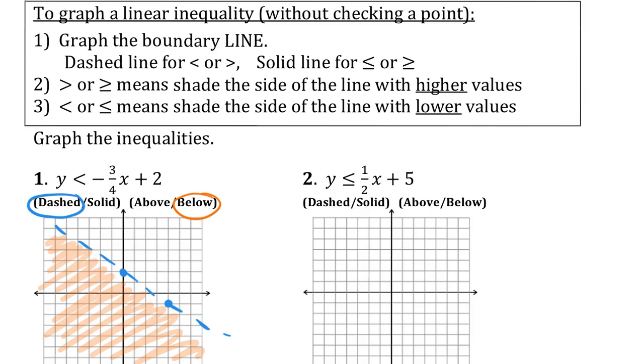Okay, next one. The symbol in the middle has an equals. The little line is equals. If it equals the line, it's solid. Y-intercept's 5, 1, 2, 3, 4. Slope is half. If you want to do it extra, you can do it extra. Solid.